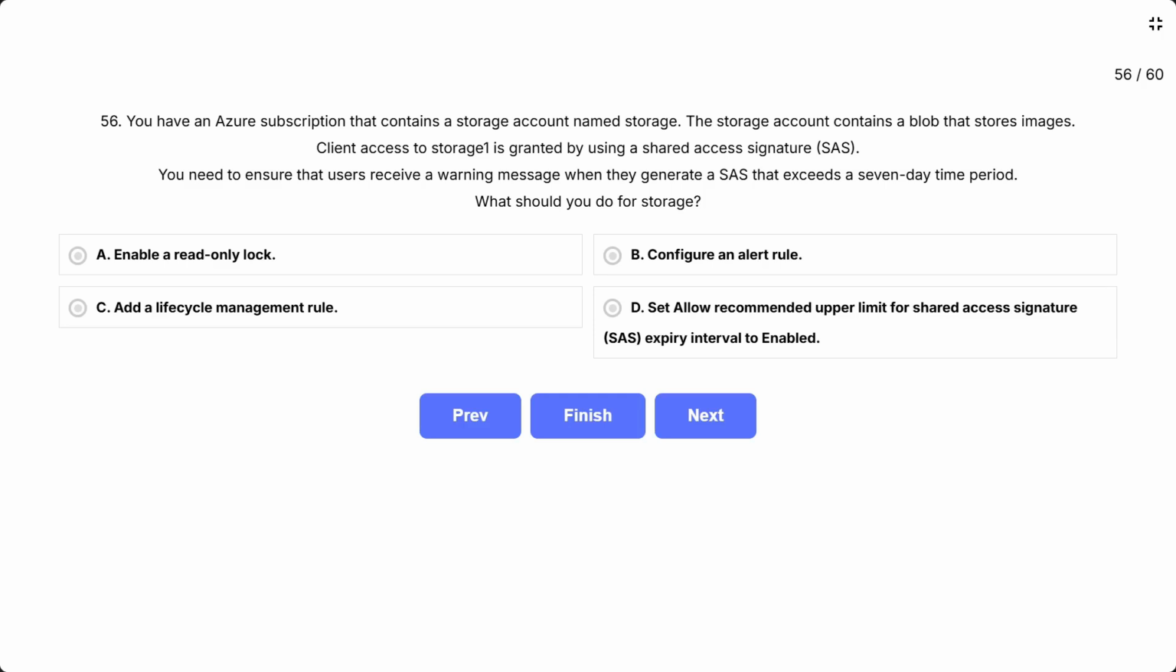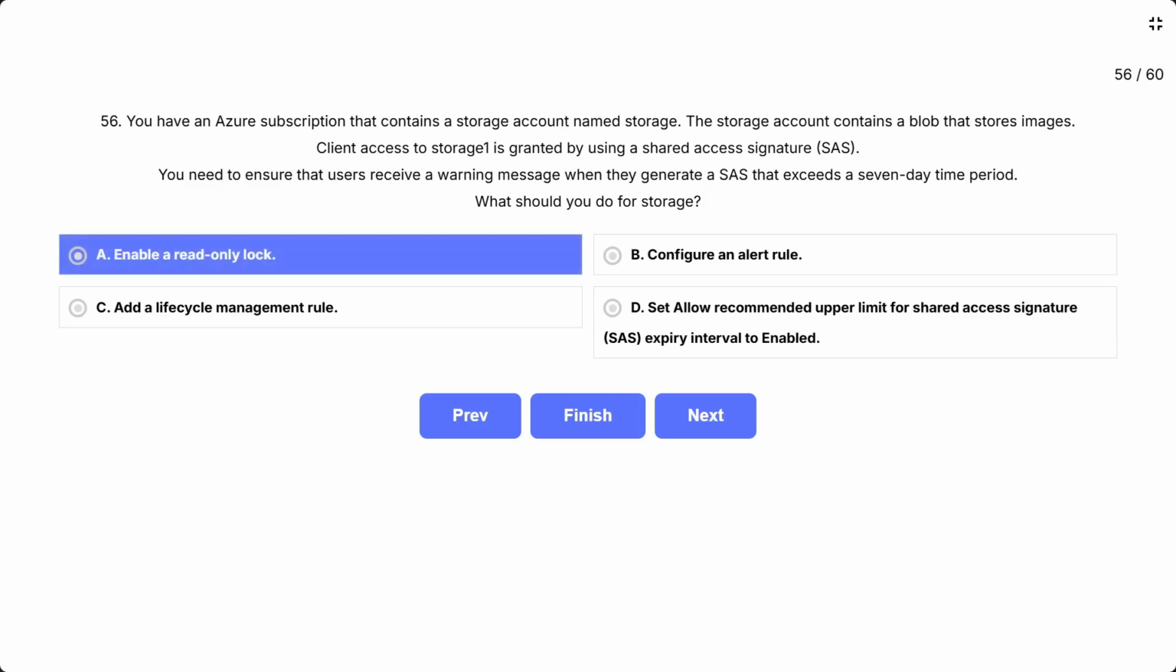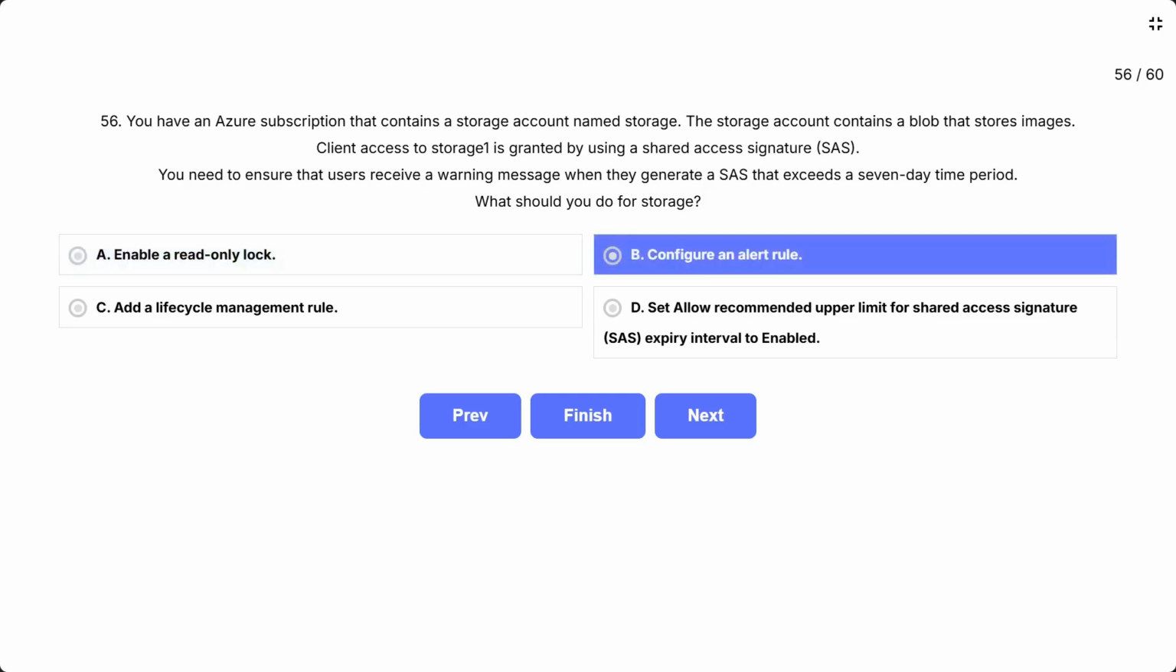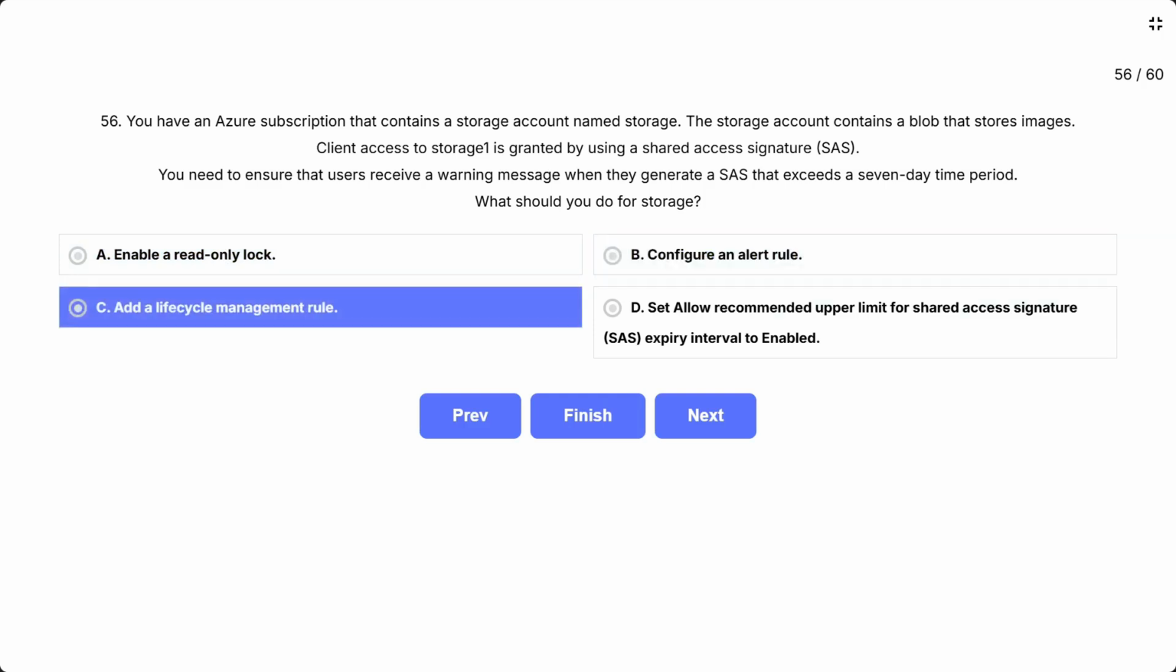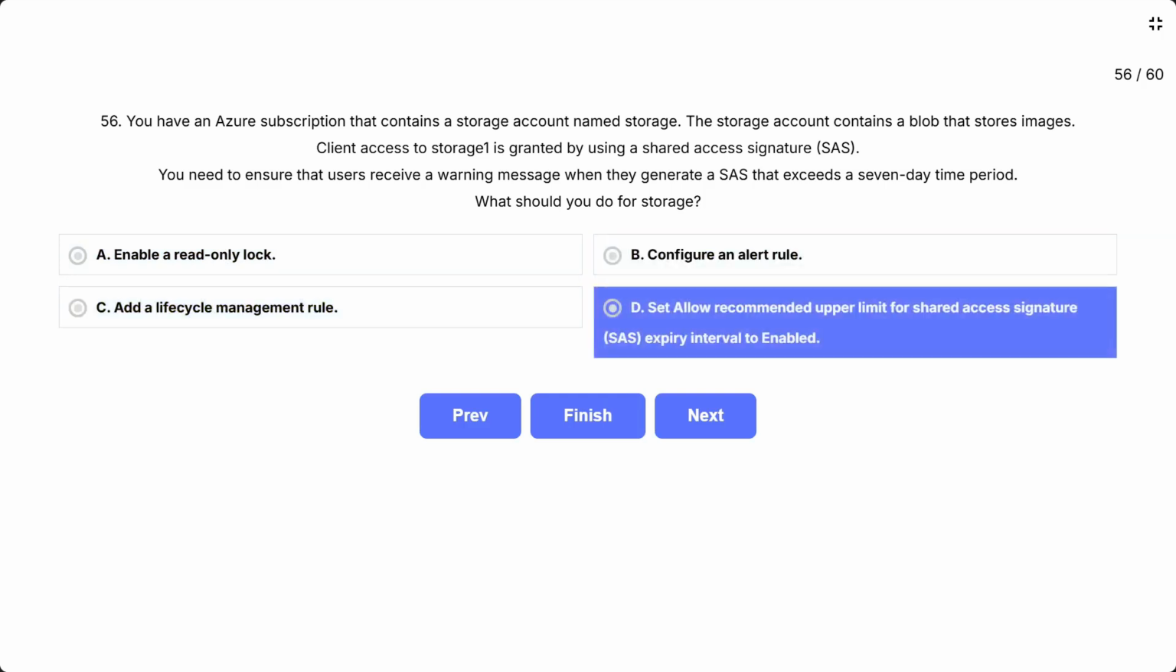The options are A. Enable a read-only lock. B. Configure an alert rule. C. Add a lifecycle management rule. D. Set Allow recommended upper limit for shared access signature (SAS) expiry interval to Enabled.